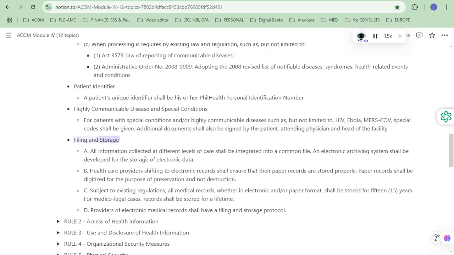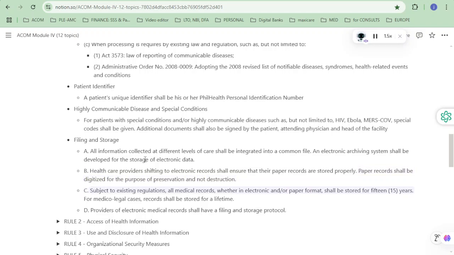Filing and storage. A. All information collected at different levels of care shall be integrated into a common file. An electronic archiving system shall be developed for the storage of electronic data. B. Healthcare providers shifting to electronic records shall ensure that their paper records are stored properly. Paper records shall be digitized for the purpose of preservation and not destruction.